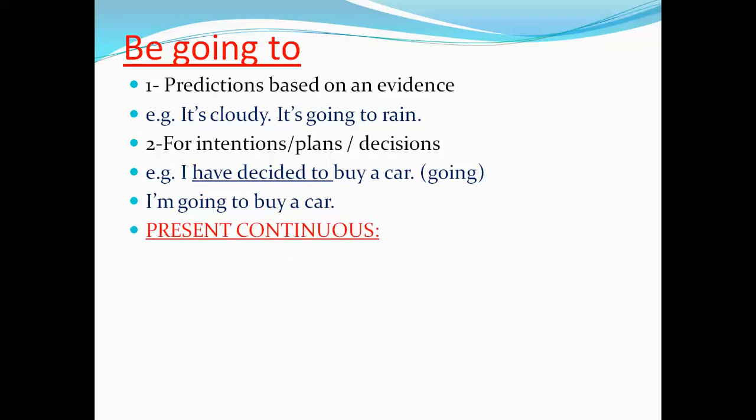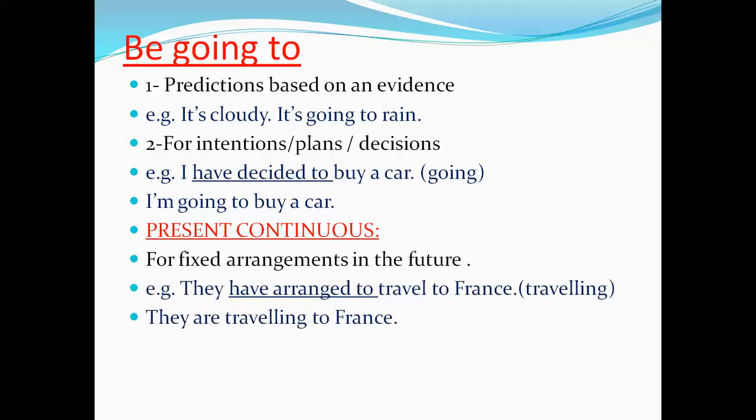Now let's move to the present continuous. We use it for fixed arrangements in the near future. Here we have an example. They have arranged to travel to France. And I ask you to use traveling. How to answer? Delete have arranged to. Then you will say they are traveling to France.